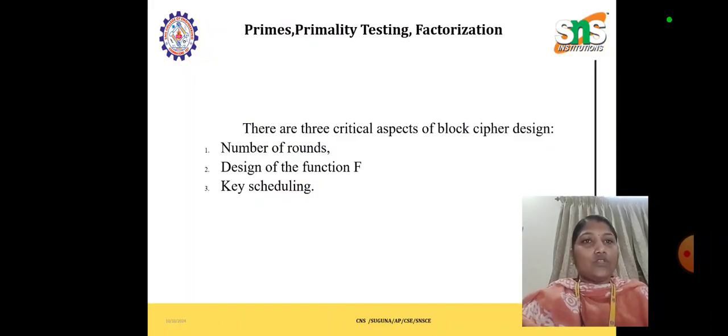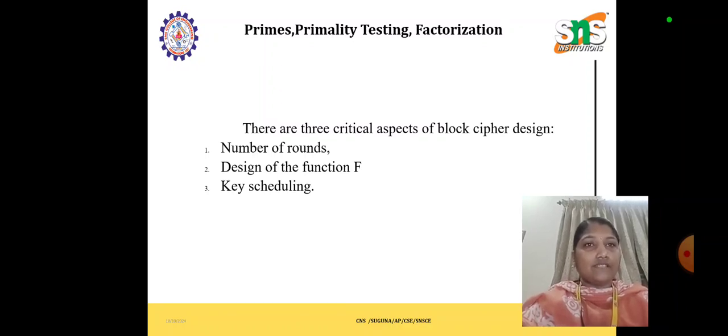First thing is about uniqueness. Prime numbers have the property that they can only be divided by 1 and by themselves, making them the building blocks of number theory. And also this has three critical aspects in the block cipher design principle. That is, it's based on the number of rounds, design function and key scheduling.